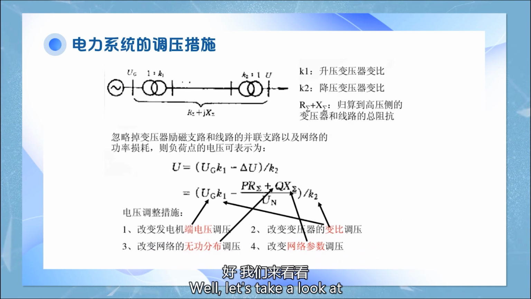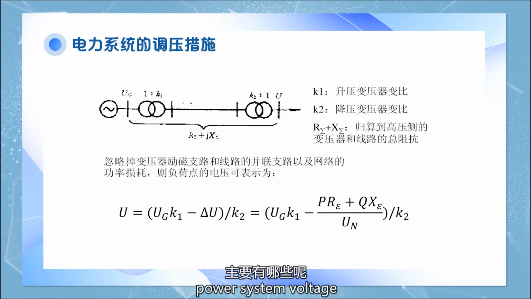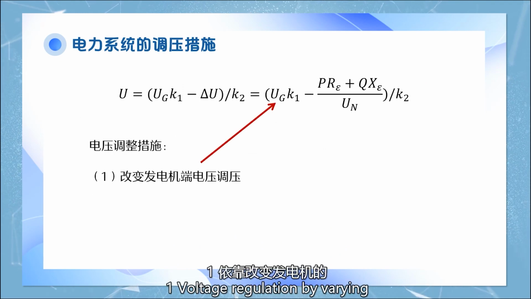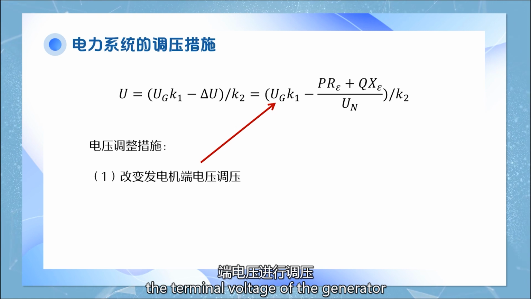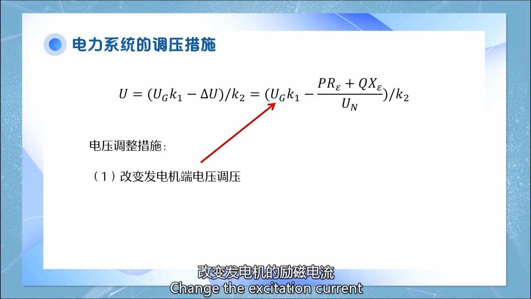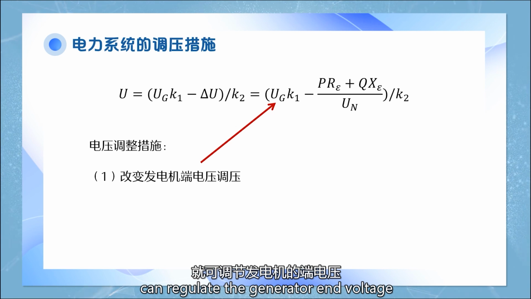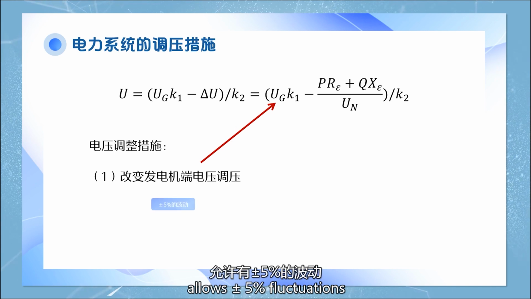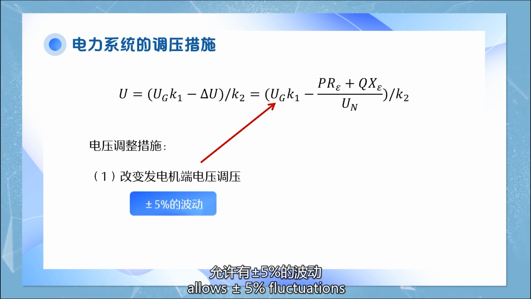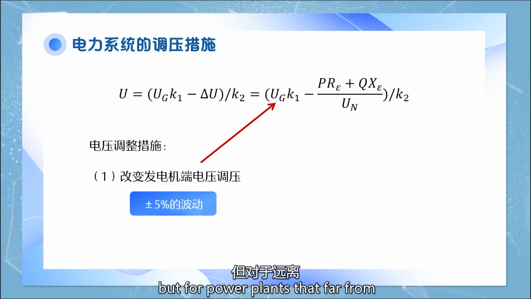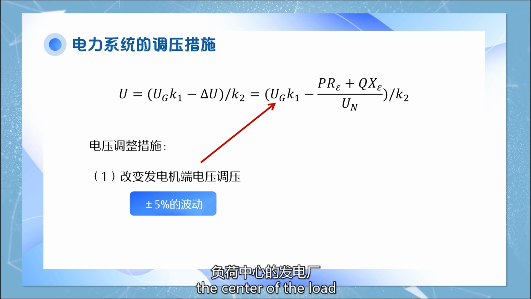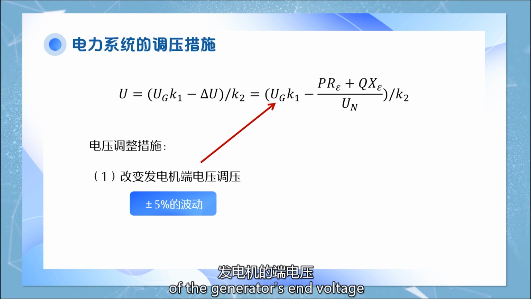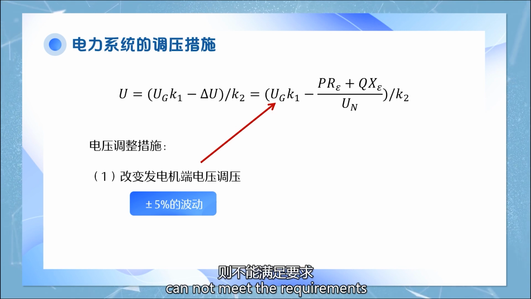Well, let's take a look at the regulating measures of power system voltage. 1. Voltage regulation by varying the terminal voltage of the generator. Changing the excitation current of the generator can regulate the generator terminal voltage. The generator terminal voltage generally allows plus or minus 5% fluctuation, but for power plants far from the load center, relying solely on the regulation of the generator terminal voltage cannot meet the requirements.